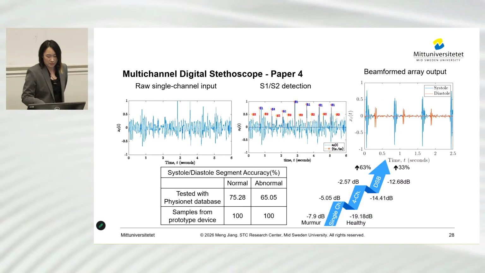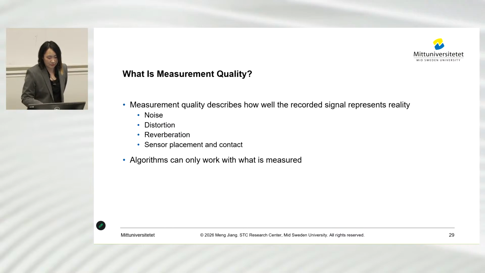So that raises a question about the measurement quality. What is the measurement quality? Measurement quality describes how well the recorded signal represents reality. It's mostly influenced by noise, distortion, reverberation, and sensor placement and contact.